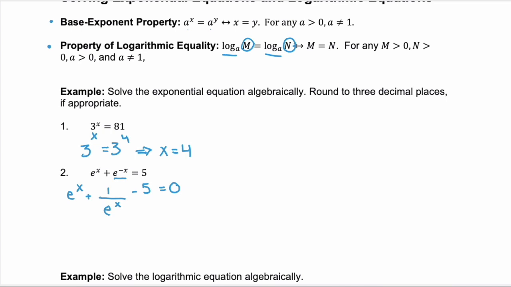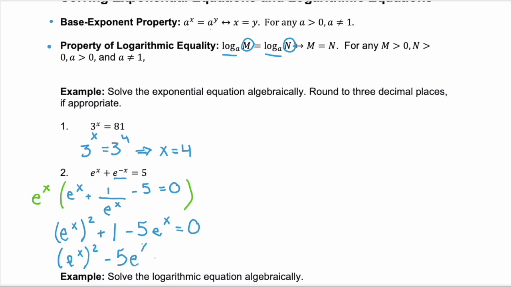Okay, now we have a fraction, and we don't really like fractions, so let's multiply the whole thing by that denominator of e to the x. So we'll end up with e to the x squared plus 1, because e to the x times 1 over e to the x simplifies, minus 5 times e to the x equals 0. Now, notice if I change places for terms 2 and 3, I have e to the x squared minus 5 e to the x plus 1 equals 0.